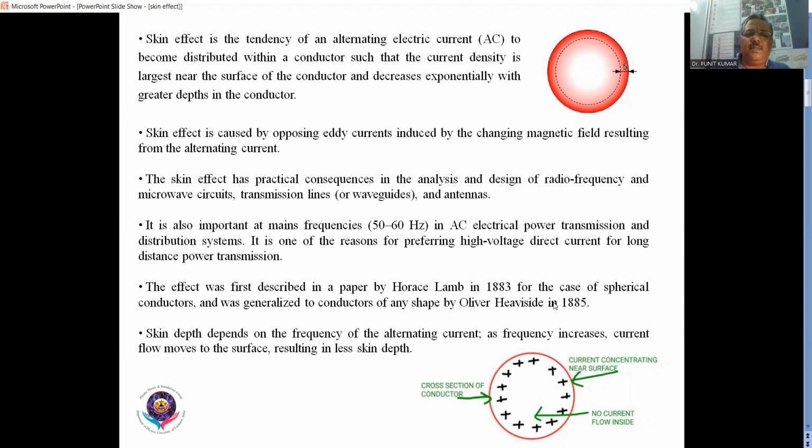And this effect is observed in all the cases where the electromagnetic wave enters a conducting medium, obeying Ohm's law. And the depth to which the electromagnetic wave can travel is defined as the skin depth. We will be seeing it further.